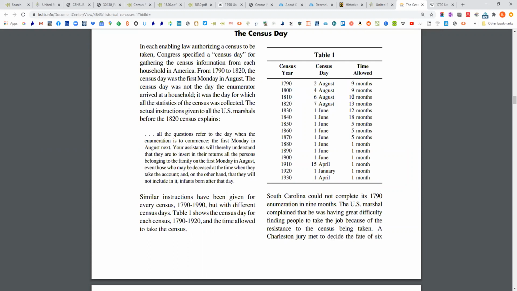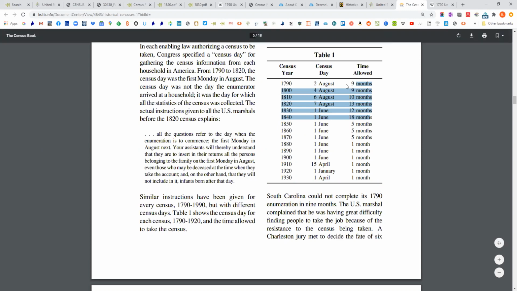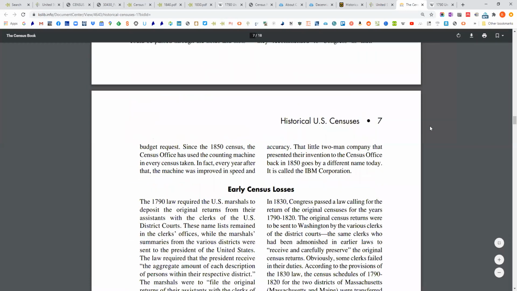So see 9 months, 10 months, 13, 12, 18 months, which is, you know, you can see how some people ended up counted twice or were missed because they lived somewhere that the census taker hadn't gotten to yet, and they moved to somewhere where the census taker had already been through. But it gives you an idea of what day they were supposed to be looking for.